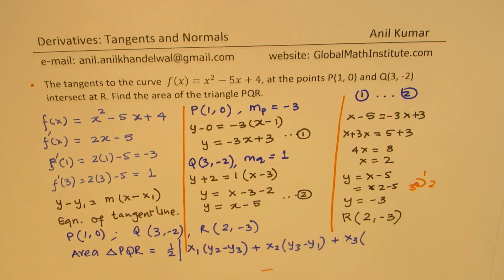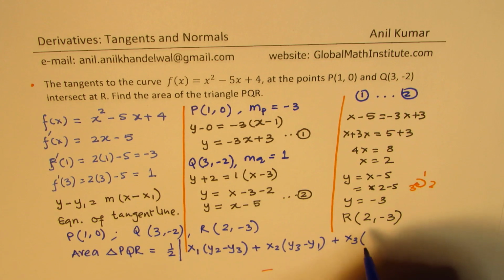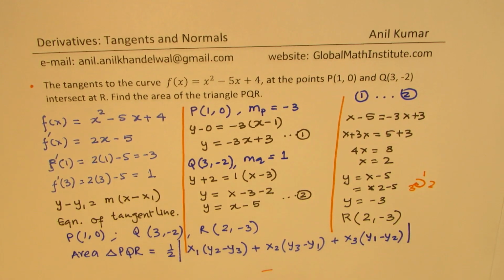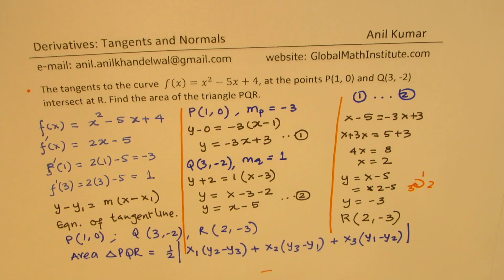That is important. So if I write x3, then it is 1, 2, so it is y1 minus y2. Is that clear to you? So that is the area of the triangle. We can find the area of any scalene triangle using this formula. You can pause the video, use this formula and find the area. We'll do the calculation of this area on the next page.